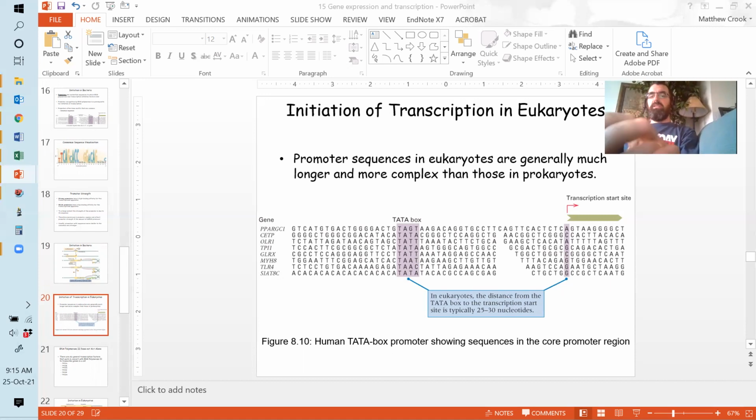So the TATA box is kind of a weak point in the promoter where the RNA pol opens the DNA, and also a recognition site for the TATA-box binding protein, TBP. And that recruits RNA pol to the promoter.